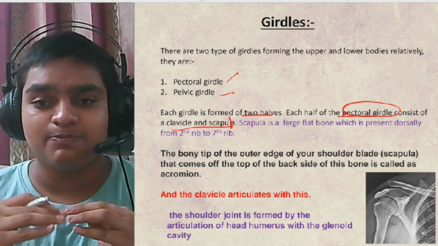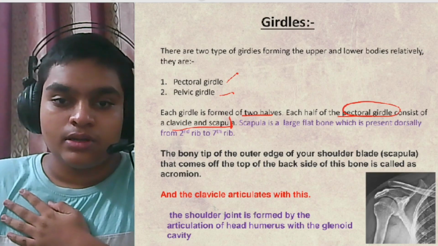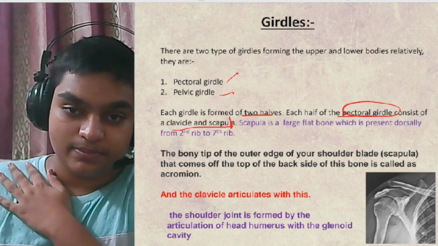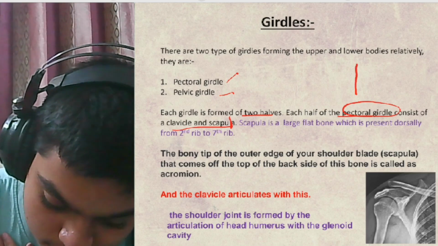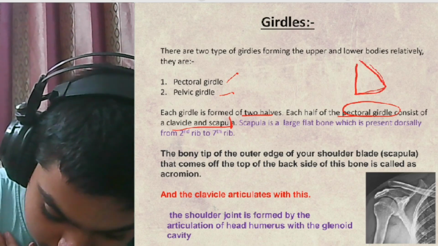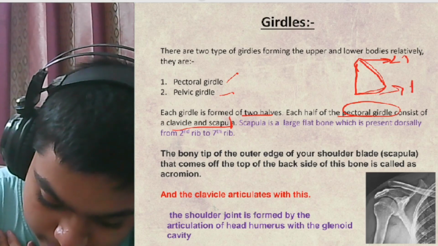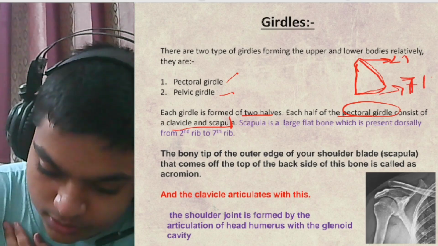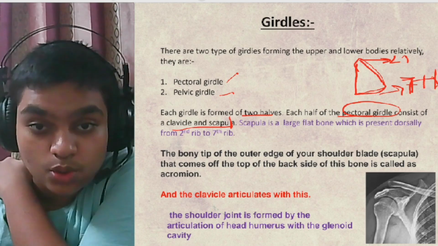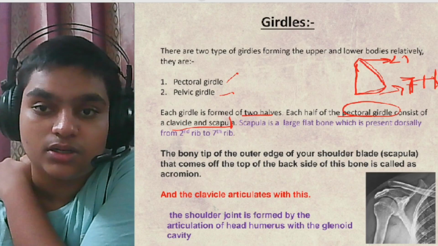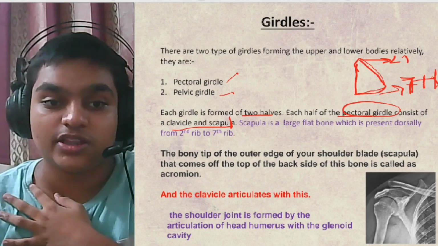It is a large flat bone present dorsally from 2nd rib to 7th rib. It is triangular in shape. So the bone of scapula is somewhat like this. It is present from 2nd rib to 7th rib, on the dorsal side of the ribs. That is called scapula, and this scapula includes the clavicle.